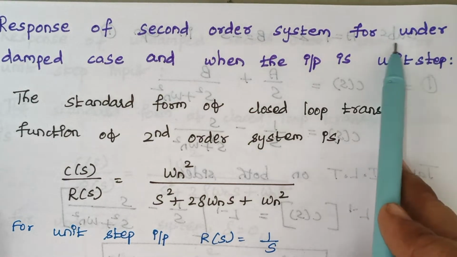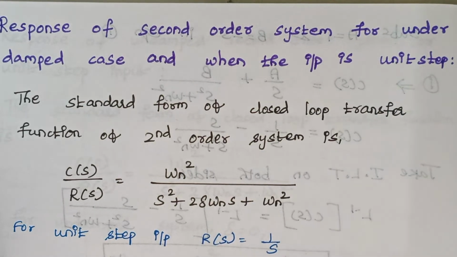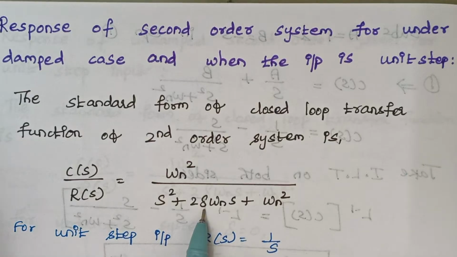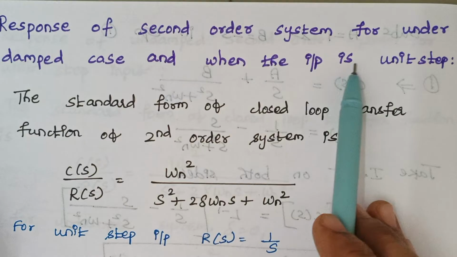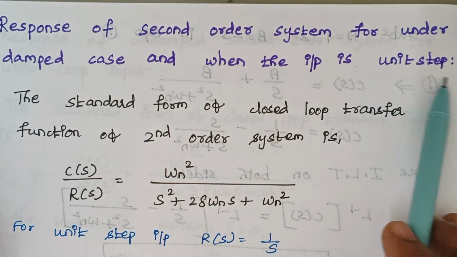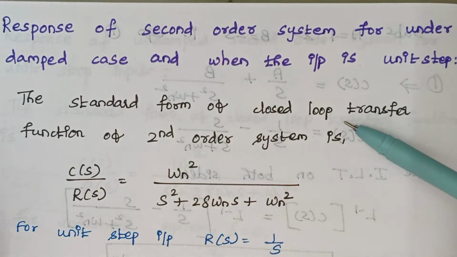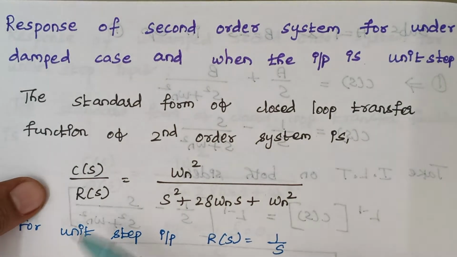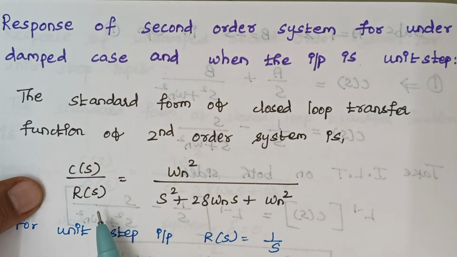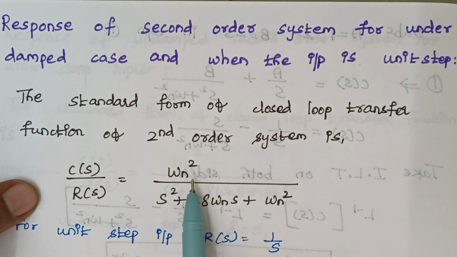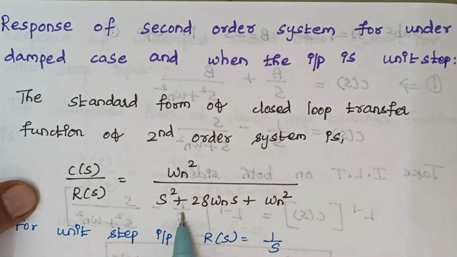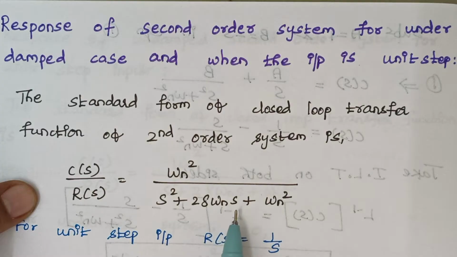So in the case of underdamped one, the damping ratio, that is this zeta value, lies between 0 and 1. And what is the type of input here? Here the input is step input. Now let's see the standard form of a closed loop transfer function. So it is given as C of s by R of s is equal to omega n square by s square plus 2 zeta omega n s plus omega n square.